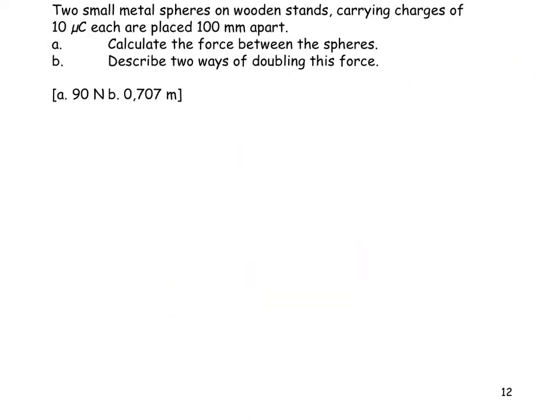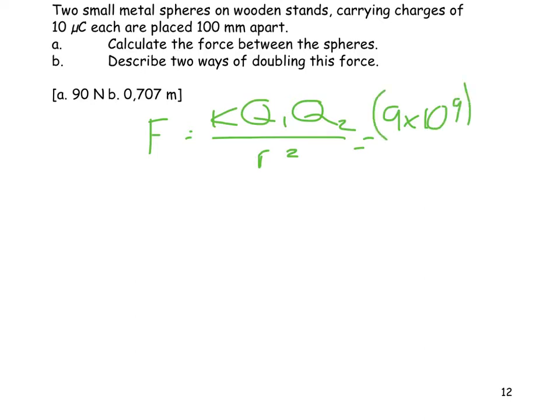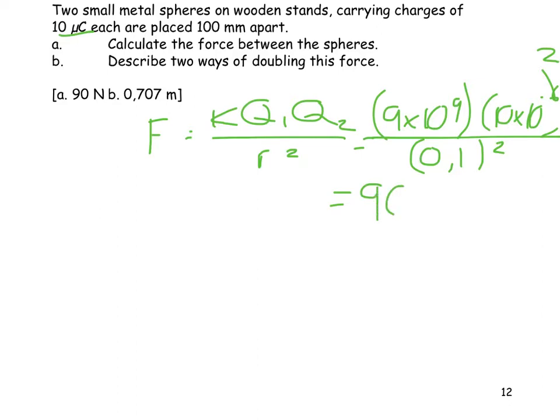Two small metal spheres are carrying the following charges. What is the force between them? F is equal to K Q1 Q2 over R squared, 9 times 10 to the 9, 10 times 10 to the negative 6, it's microcoulombs. We mustn't forget to square that because there are two charges of that value, and then 100 divided by 1000 is 0,1, and we square that and you land up with 90 newtons.